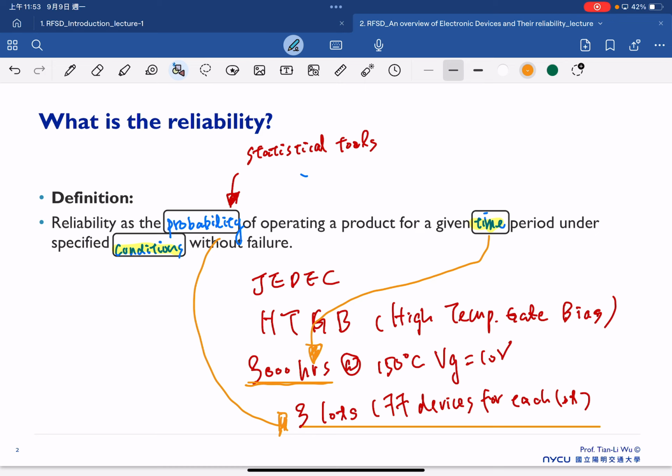As I said, it's not possible to test all of the wafers, and it's not possible to test all of the devices. So what we can do is only select partial devices. We do partial testing, trying to prove that this technology will be qualified. The 3 lots and 77 devices for each lot are based on some analysis. It comes from probability and statistics. And the last one is condition.